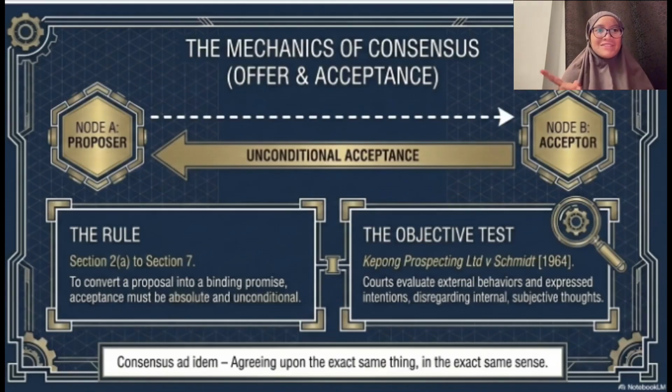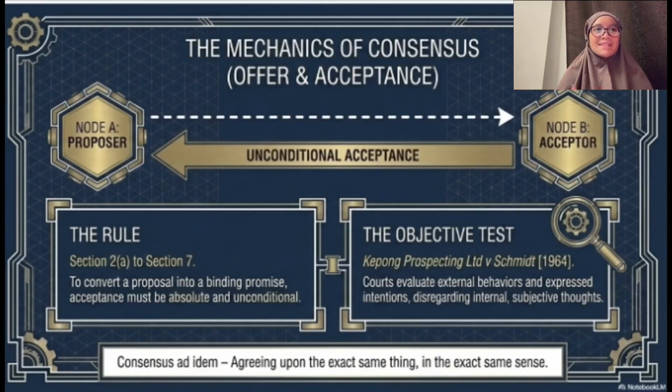On the left side, as you can see, we have the proposer, which is the person making the offer. On the right side, we have the acceptor, which is the person receiving and accepting the offer. The key principle here is that acceptance must be unconditional.